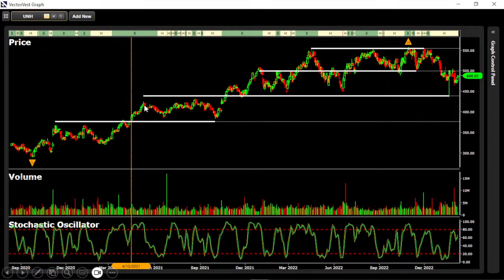What do you hope for? You hope for, remember, this was resistance, now it's support because price broke above it. You hope for a retest of that zone, and you got it in, looks like May of 2021. And there was your retracement off of it. There was your next buy. Price reaches resistance, fails to break above that resistance zone, and then pulls back from it. You take the trade off.